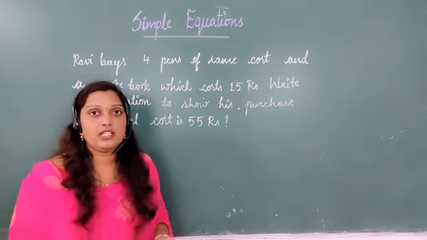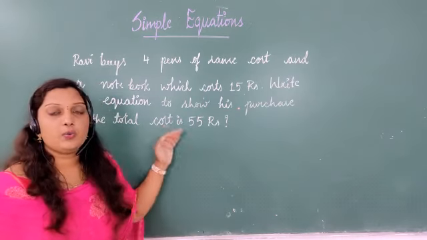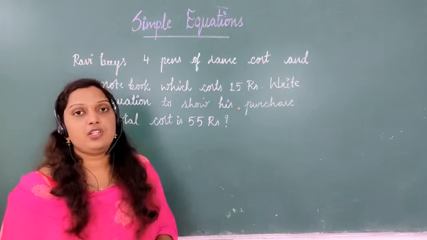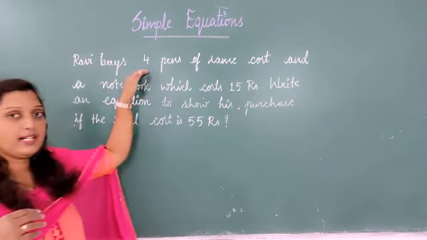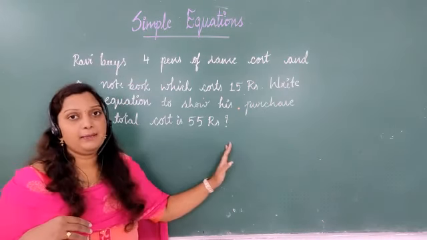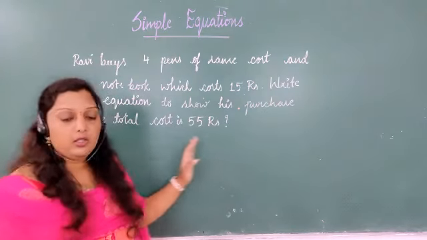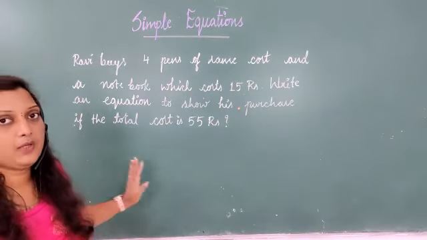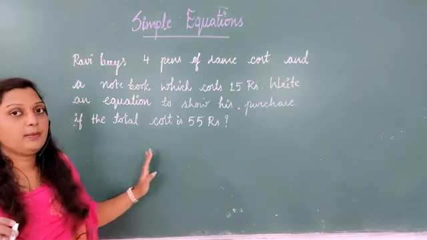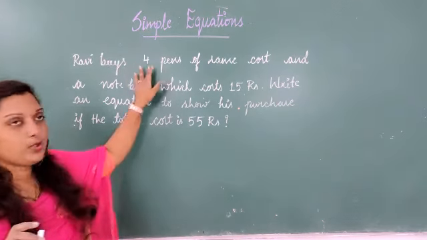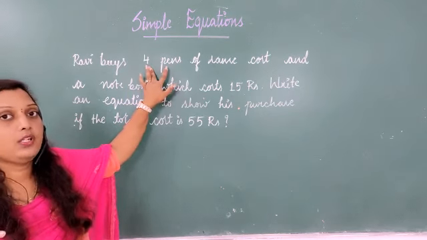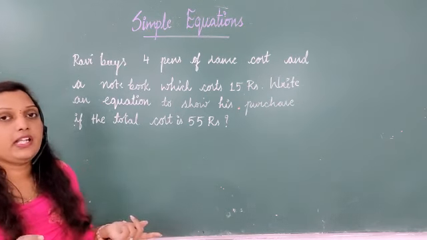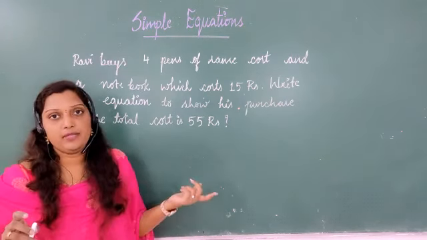If you are unable to understand the question, read the question twice or thrice until you understand it. After reading the question, you have to convert the verbal statement into a mathematical expression. Then you can see here, Ravi buys 4 pens of same cost. They have given same cost, but they did not mention what is the cost of this pen, right? So the cost of pen here is unknown. So if you have any unknown quantity, you can take a variable in that place.